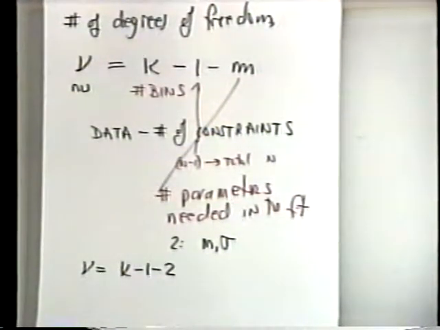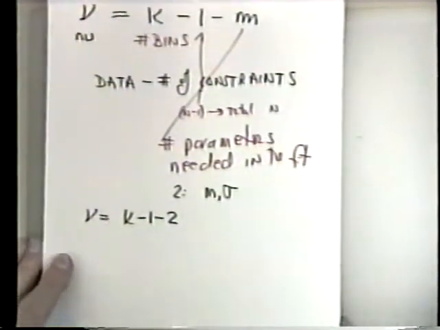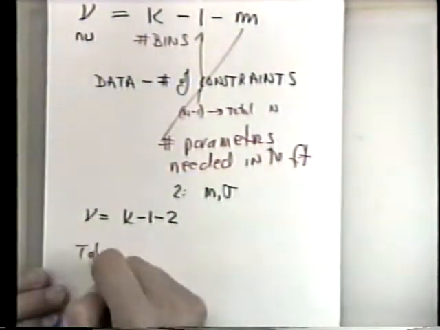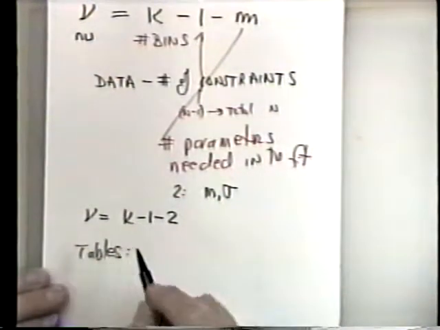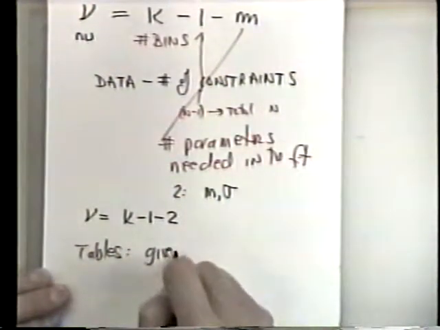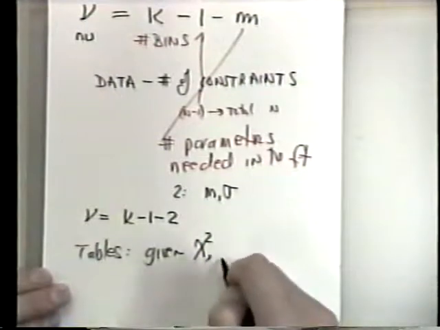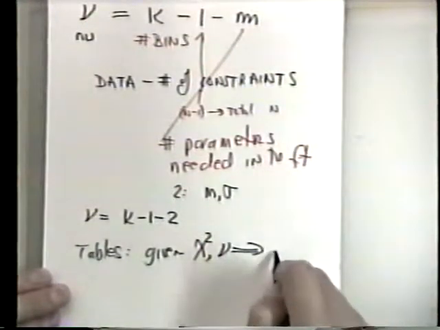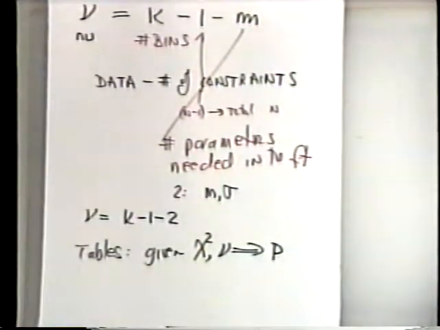So you can go back to the chi-square, and then in the back of your book there are tables, or on your computer there are tables, given chi-square and nu, to get a probability value. And I'm going to explain how we interpret these probability values today.